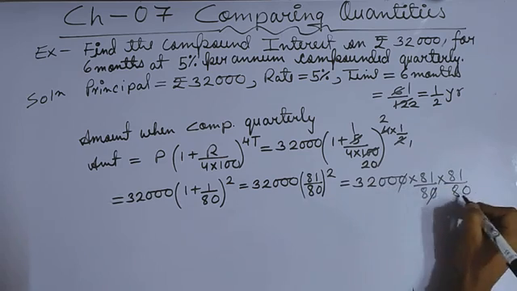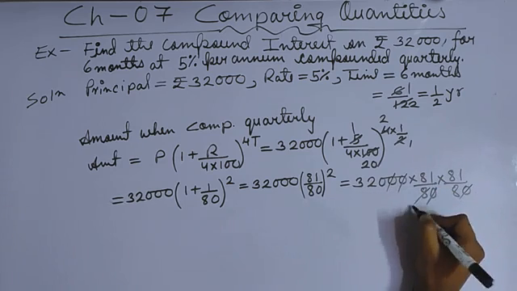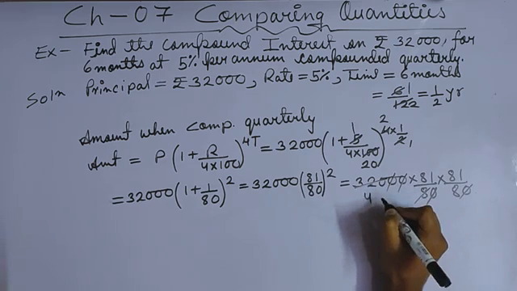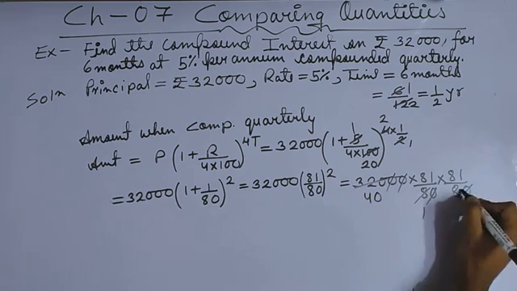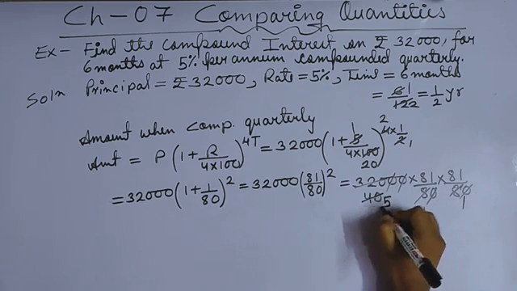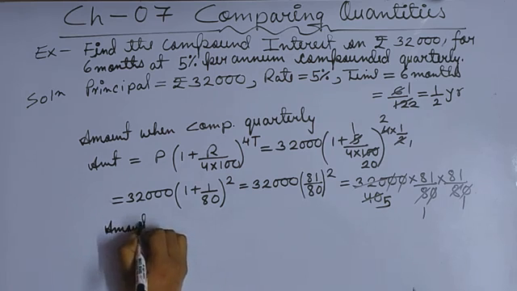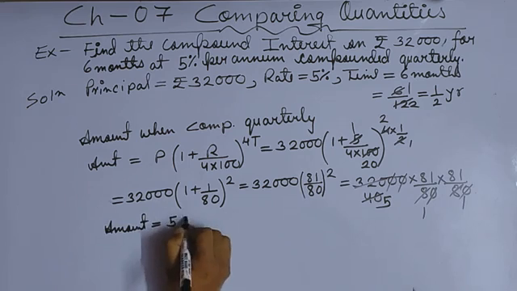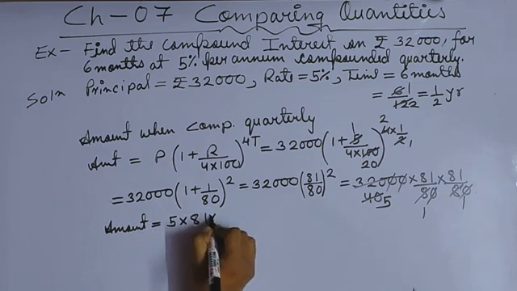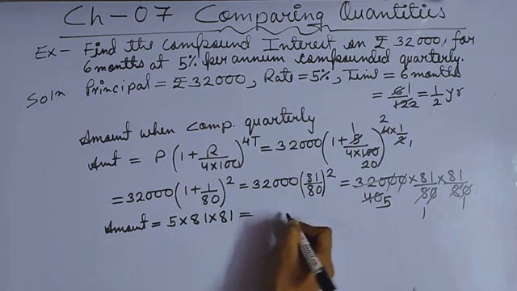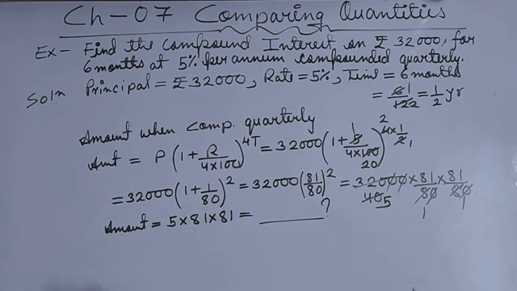So 0 cancels with 0, 0 cancels with 0. Now 8 ones are 8, 8 4s are 32, this is 320, this is 8 40s, this is 4 ones are 4, 4 5s. So we are getting the amount that will be equals to 5 multiply 81 multiply 81. The answer that comes, you will calculate by yourself, that will be the amount.